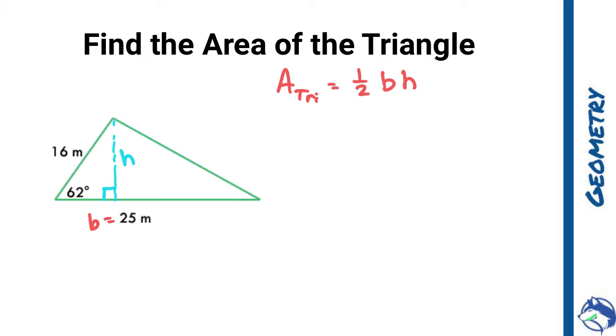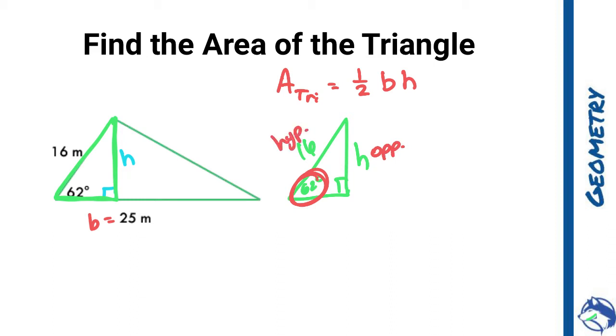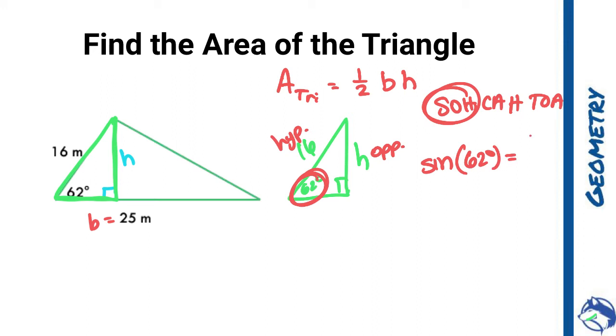Well, now what I end up getting is a triangle here that, if I use trig, I could probably find that H. So I'm just going to redraw it out here so we can focus just on this triangle. And then this was 62 degrees in here. Well, what I've got is an angle with an opposite side and the hypotenuse side. And so what I can do here is use my sine, because if I look at SOHCAHTOA, the one that has opposite and hypotenuse is the sine. So the sine of my angle is equal to my opposite over my hypotenuse.